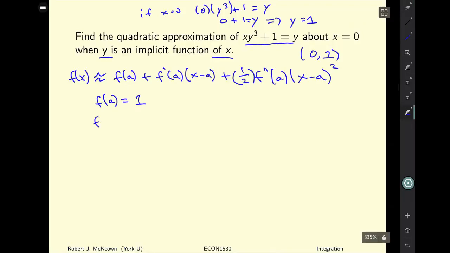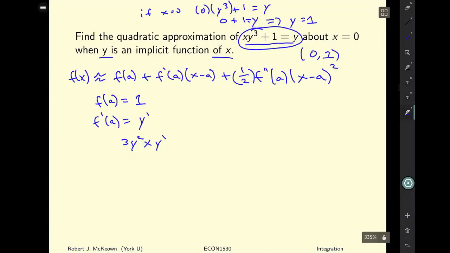What is f prime a? So this is going to take a little bit of work. What we actually want to find is y prime when we take the implicit differential of this expression up here. So we're going to have 3y squared x y prime. A little bit odd the way I've written it, but that's okay.